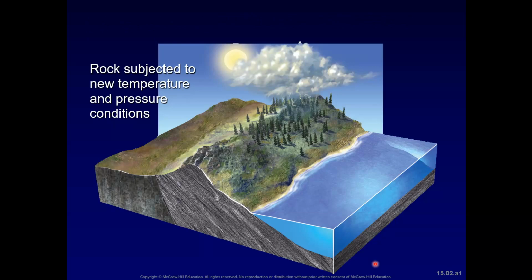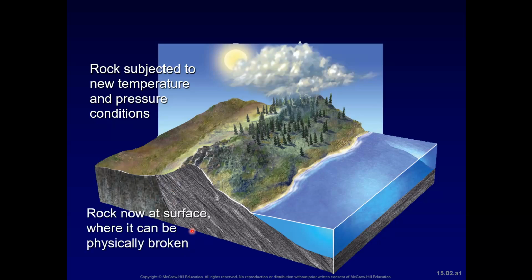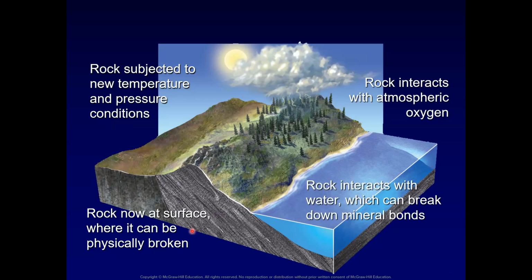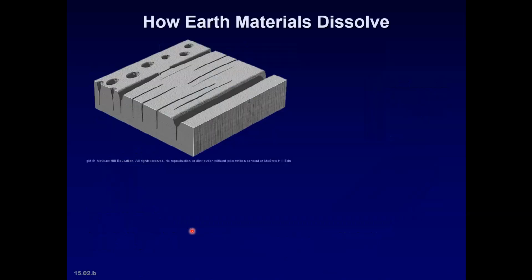Okay, so say you have granite that was formed beneath the Earth's surface under some specific pressure and temperature conditions. But if it's uplifted, like in a mountain, it's now subjected to new temperature and pressure conditions. So it's also now at the surface where it can be physically broken. And rocks formed at high temperatures and pressures might not be stable on the Earth's surface as they interact with atmospheric oxygen or water, which can break down their mineral bonds over time.